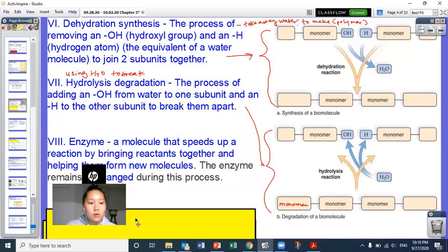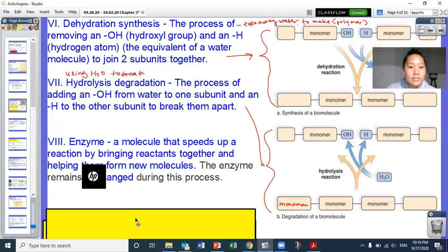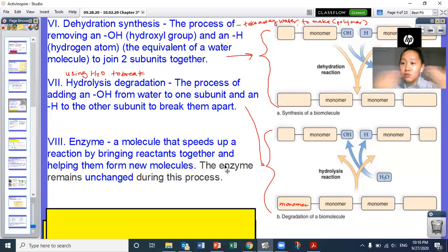Okay, so what's important is that enzymes are molecules that speed up a reaction by bringing reactants together. For example, if you're trying to get in a relationship with somebody and you have your friend wingman you, or introduce you, that's essentially what the enzymes are doing, right? You wouldn't have met them easily just by random chance, but if you have somebody introduce you to each other, then it's more likely and more quick that you'll start a relationship if you want to. So an enzyme is a molecule that speeds up a reaction by bringing reactants together and helps them form new molecules. The enzyme remains unchanged during this process. Like your friend's not really affected by your relationship because it's not like they're entering one, right?